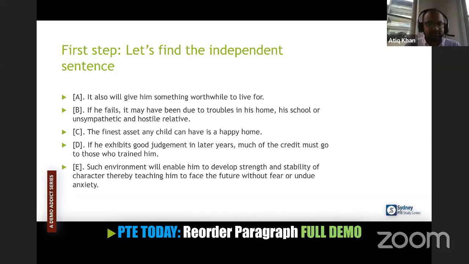So here, obviously, the independent sentence is C. It is the one that introduces the topic: the finest asset any child can have is a happy home. Exactly. So this is the first task that you guys have to do, which is finding the independent sentence. And when I say 30 seconds, it shouldn't take more than 30 seconds. Once you've found the independent sentence, you've got your base. Now you can move onward.